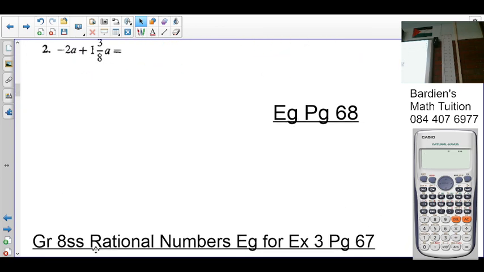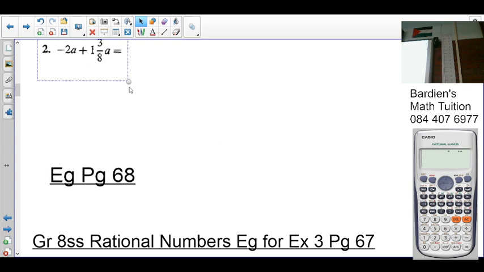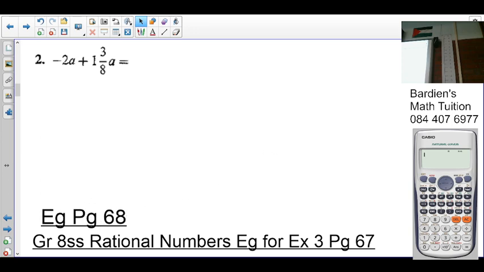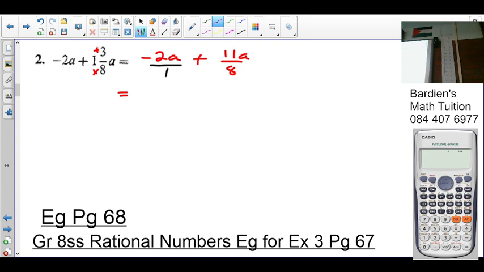Right, number 2. Number 2, we have got negative 2a plus 1 and 3 over 8a. So what do we need to do first? Change to improper fractions. So it's negative 2a plus, it's 8 plus 3 is 11 over 8a. So what do we do now? We look for an LCM. So the first step is to change the improper fraction. We'll be finding an LCM.